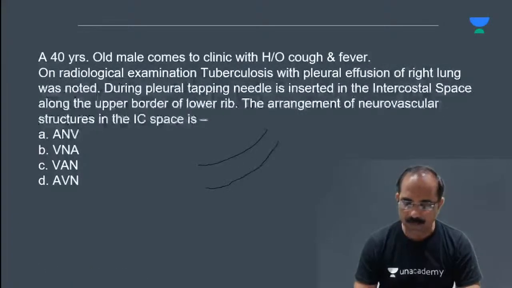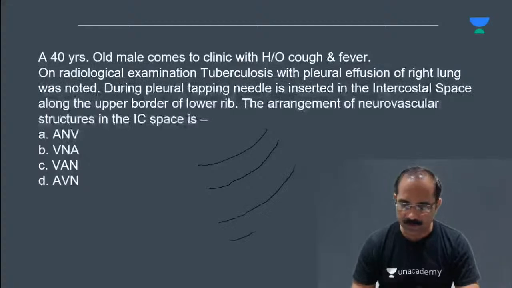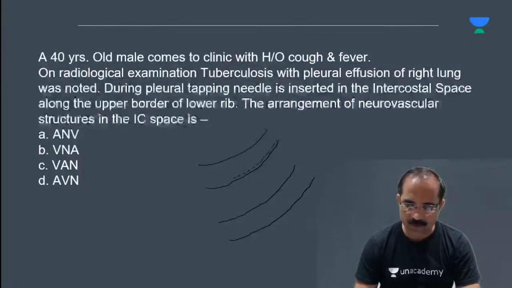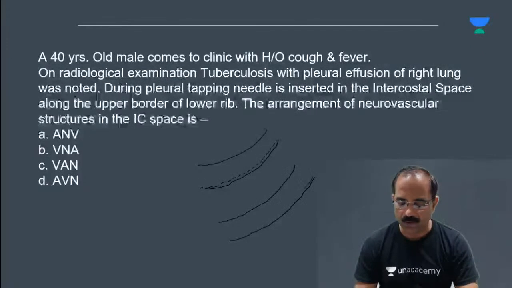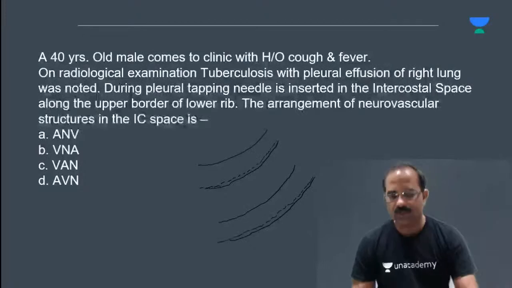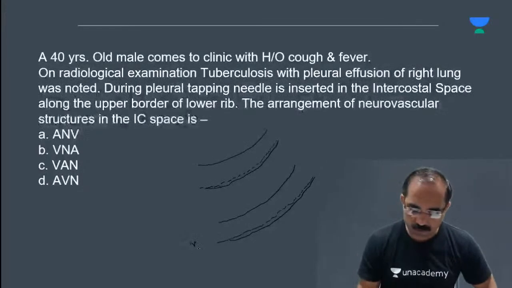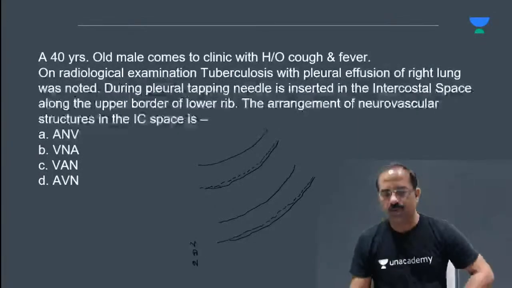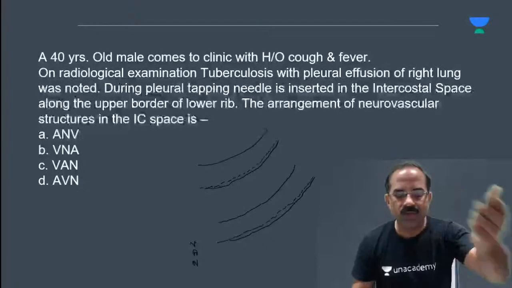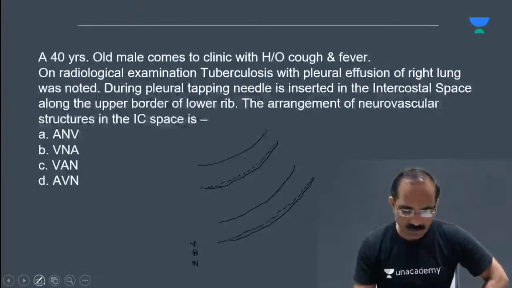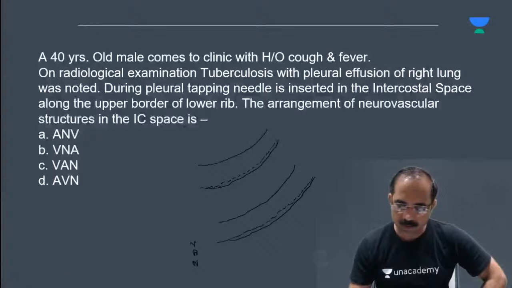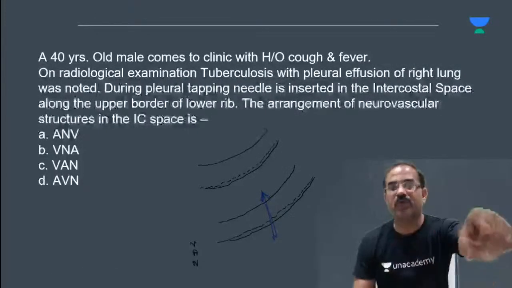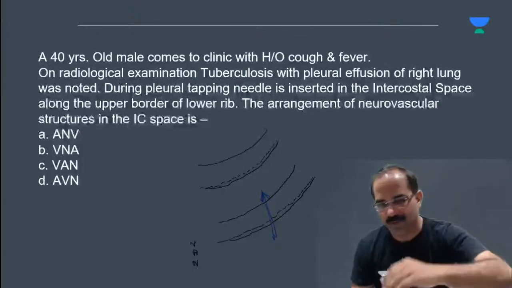This is the upper rib and that's the lower rib. This is the upper border, and the lower border has a groove like this. What is this groove known as? Costal groove. And what are the structures present in the costal groove? Vein, artery, nerve. So when we put a needle to remove the fluid for pleural effusion, the needle is always put along the upper border of the lower rib, to prevent injury to the nerve. There is no nerve there.